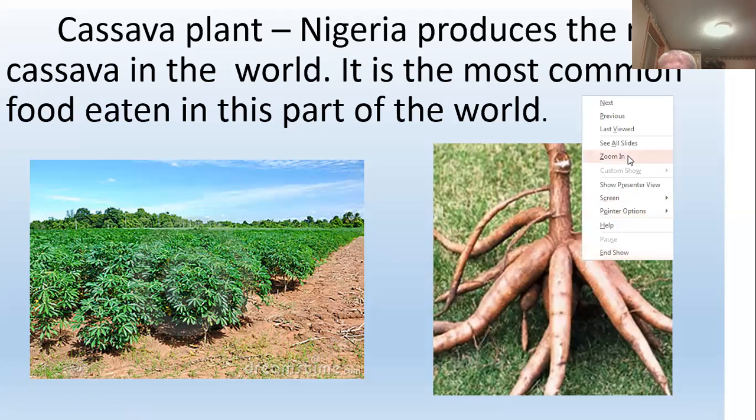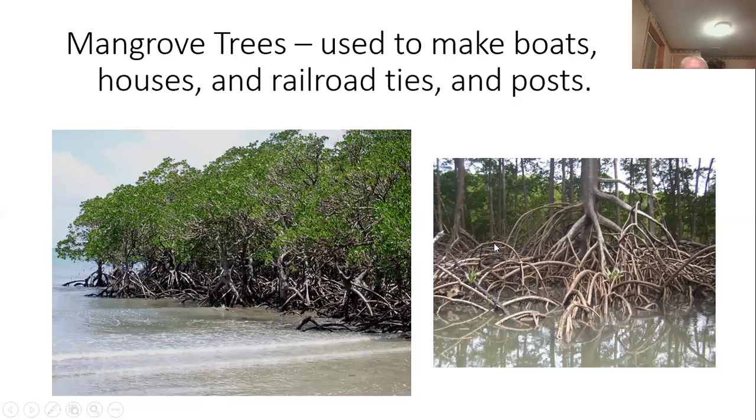Okay. So, when these trees get cut down to be used, they're used to make boats. They don't rot, obviously, they're in the water. They make houses, railroad ties, and posts. So it's a very valuable tree form, very dense mangrove forests that are in Nigeria along the coast. They grow very well in shallow ocean salt water.